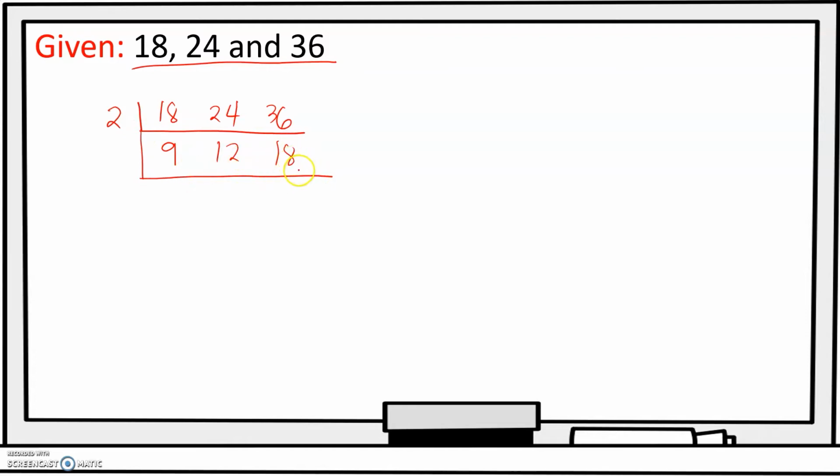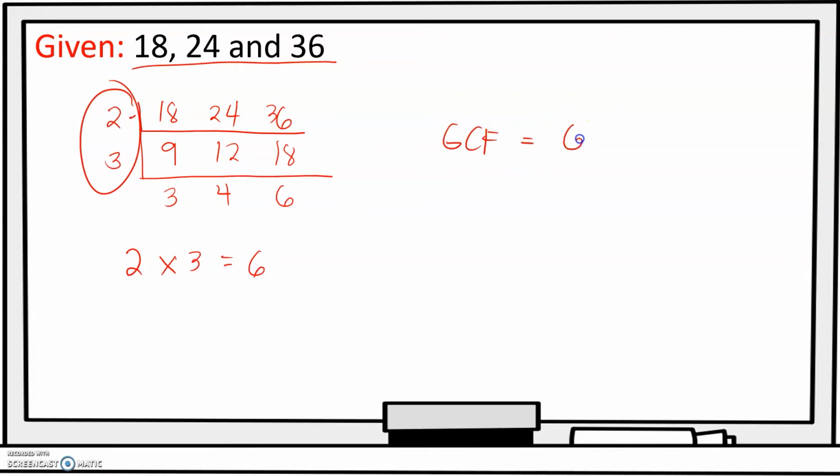9, 12, and 18 are all divisible by 3. Let's continue. 9 divided by 3 is 3, 12 divided by 3 is 4, and 18 divided by 3 is 6. Now 3, 4, and 6 are relatively prime, therefore we will stop dividing here, and we will multiply 2 and 3. So we'll have 2 times 3 is equal to 6. That means the GCF of 18, 24, and 36 is 6.